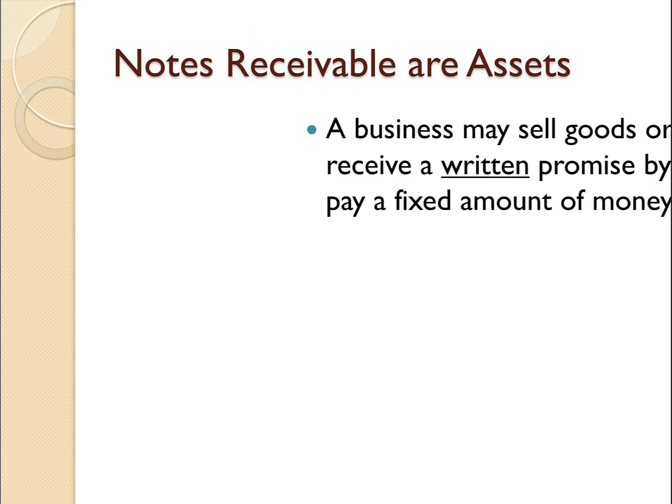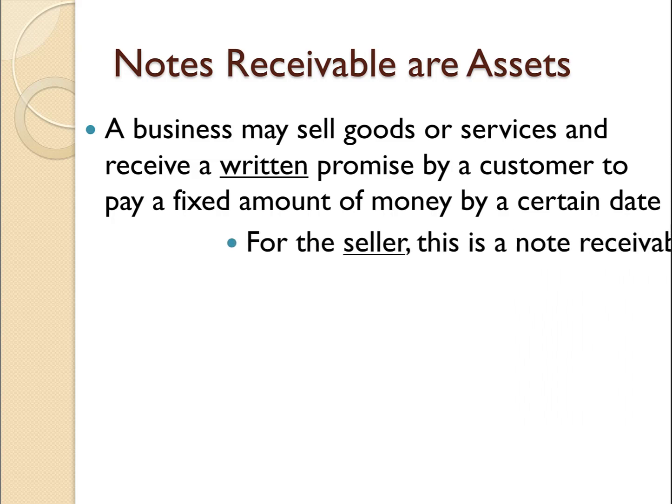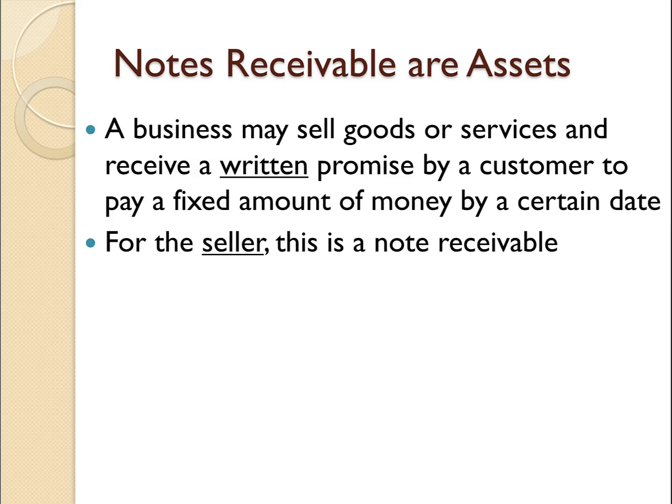Now, a business may sell goods or services and receive a written promise by a customer to pay a fixed amount of money by a certain date. Now, for the seller, this would be a note receivable because the seller is going to receive cash from the customer sometime in the future. Now, on the next slide, we'll find out that for the buyer, this would be a note payable. But let's stick with the note receivable side of things.